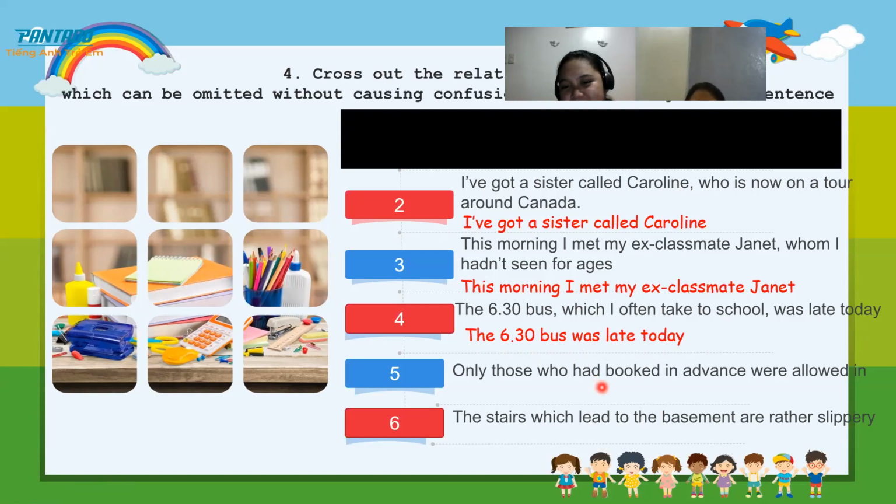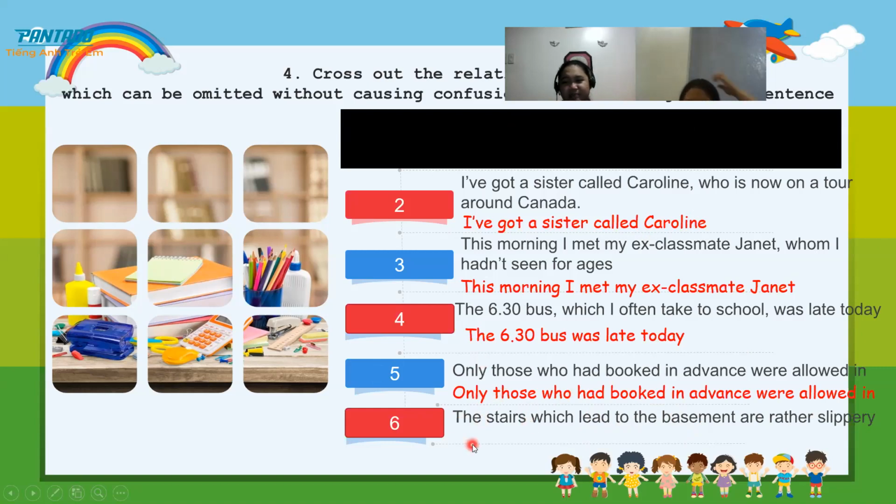Who had booked it in advance? Sorry, I did not hear it clearly. Can you say it again? Who had booked it in advance? So as you can see, we don't have a relative clause here because there is no defined noun. We only have this.